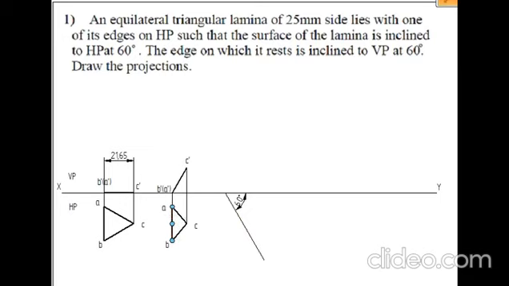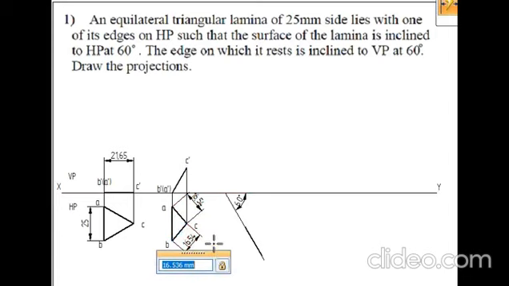So what is the length of this? As we know, the equilateral triangular lamina has a side of 25 mm. So if this is 25, this will also be of 25 mm length. So I will draw a line of length 25 mm. Next, we have to get this length and this length. So I will measure the distance between point A and C. It is 16.54. Similarly, from here to here it is 16.54.